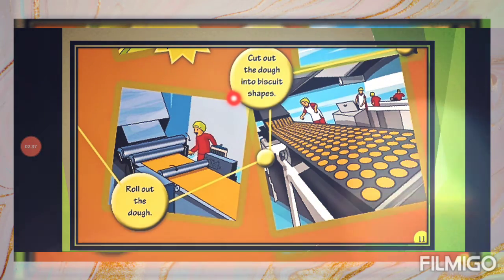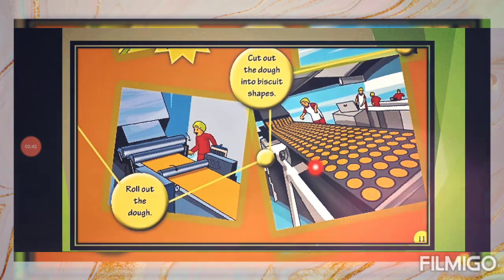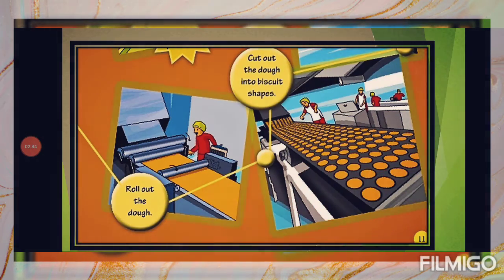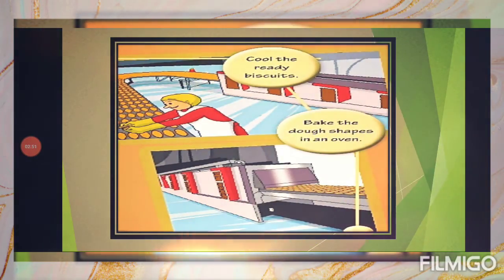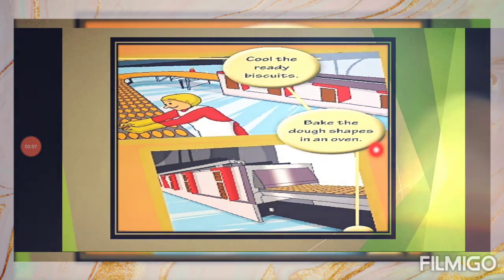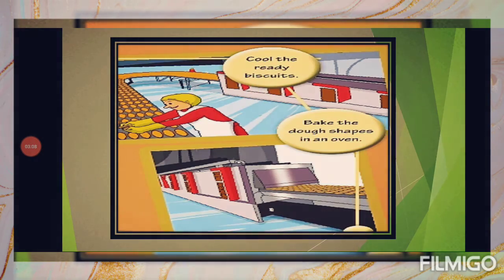Now cut out the dough into biscuit shapes. Now you can see here the biscuit shapes. Bake the dough shapes in an oven. Now cool the ready biscuits.